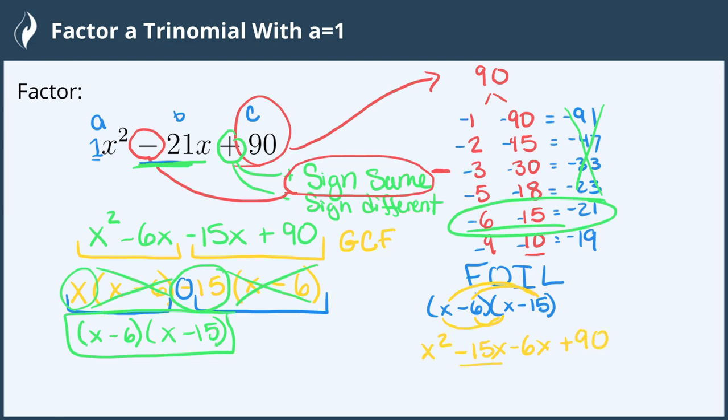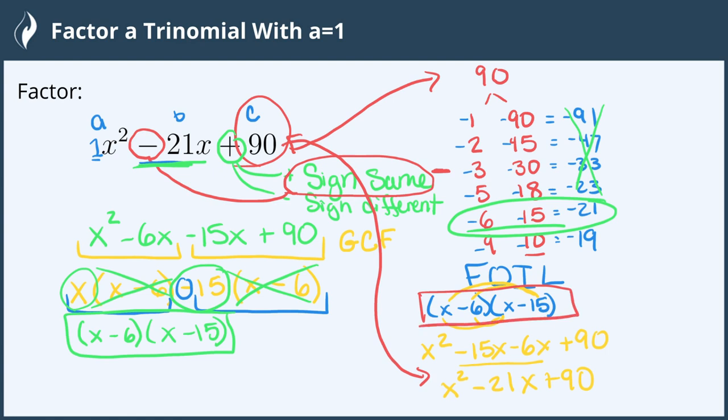Now we can combine our middle terms that are like terms. We have x squared minus 15 minus 6 is negative 21, and we still have the x plus 90. And we'll notice that that matches the original, which tells us that our two binomials that we've FOILed together are the correct factors, and we're all done. The answer is x minus 6 times x minus 15.